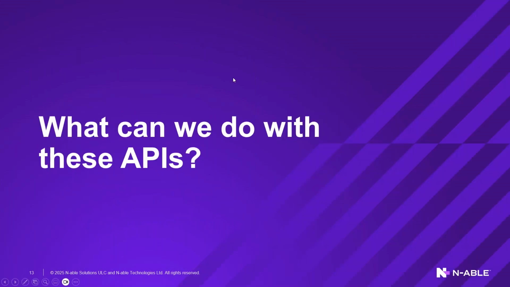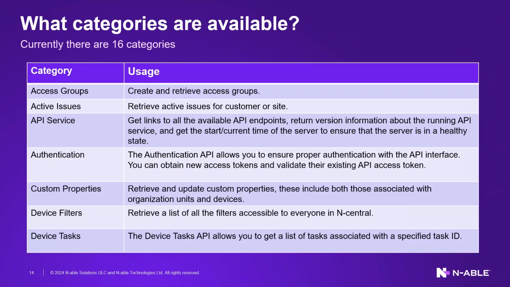Very good. So what can we do with these APIs, I suppose? Now, this is evolving all the time, and it depends on what version of N-central you're on. You're going to have some or all of these functionalities. But currently today, as of 24.6, which was the most recent release of N-central, there are 16 categories, not 60, 16 categories available, and they contain a total of 70 functions.